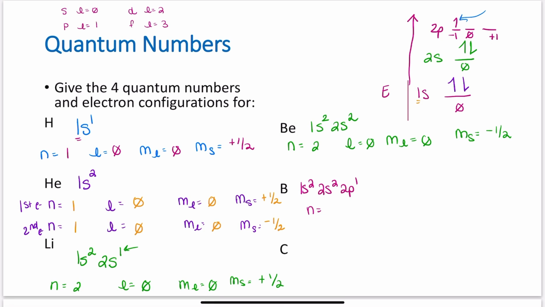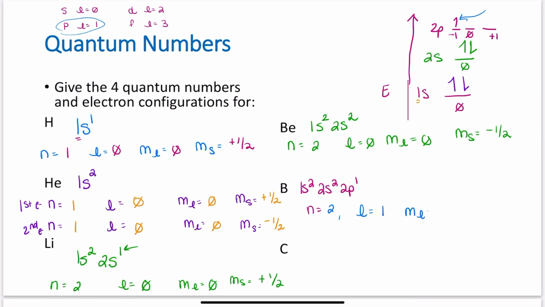n is equal to 2 because I'm in the second energy level. L value first, before m sub l. l is equal to 1 because I'm in a p orbital, and l equals 1 for p's. My m sub l value could be anywhere from -1, 0, to +1. By convention, the first orbital we fill is called -1. And my electron is spin up, so my m sub s is +1/2.